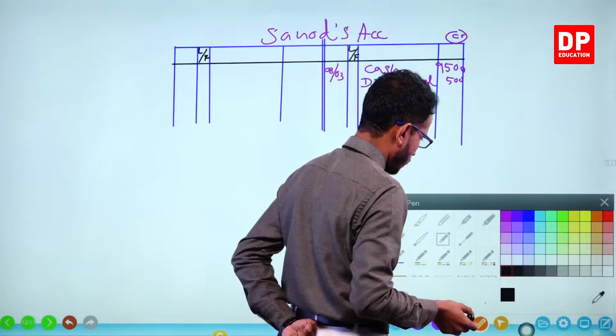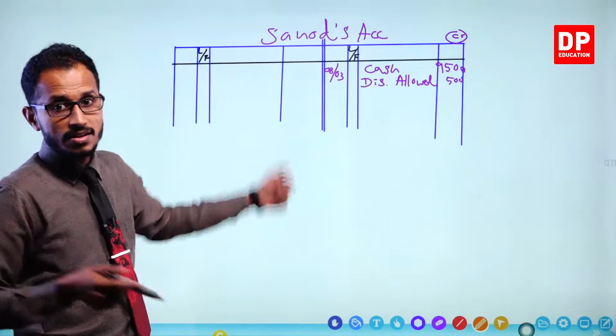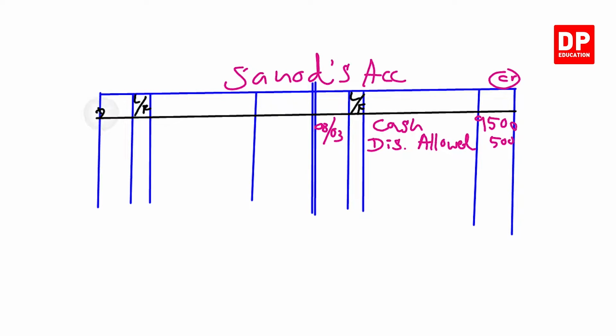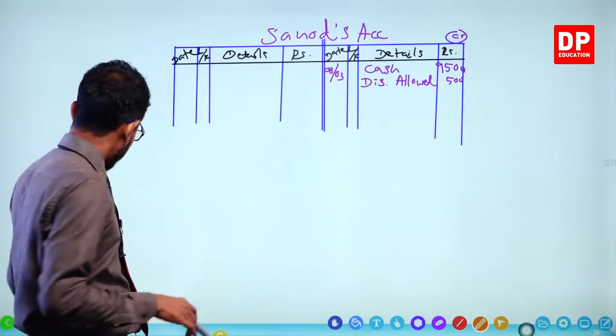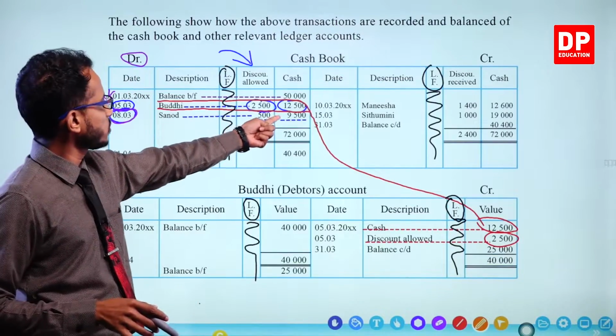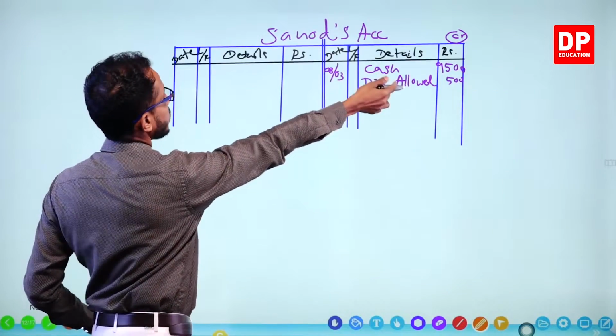Well, the students who joined me recently, if they're wondering where the headers are, I'll mention the headers. Date, details, and amount in rupees. Again, date, details, amount in rupees. Okay, the double entry is done, finished. Sanod's entry is in the cash book debit side. In Sanod's account, it is in the credit side.